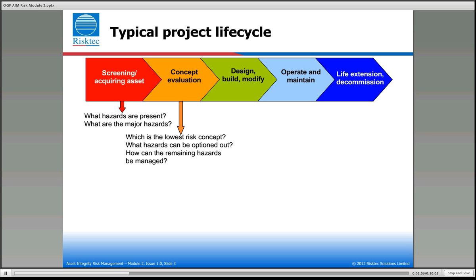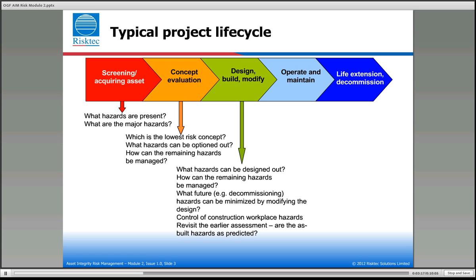Can we get rid of it? Can we just not handle a particular chemical? Can we just not do a particular thing? What are the pluses? What are the minuses associated with that? At the end of that phase, there should be a decision as to, this is the concept we're going to go forward with, this is how we're going to develop this particular asset, which takes us into the design, building and modification stage.